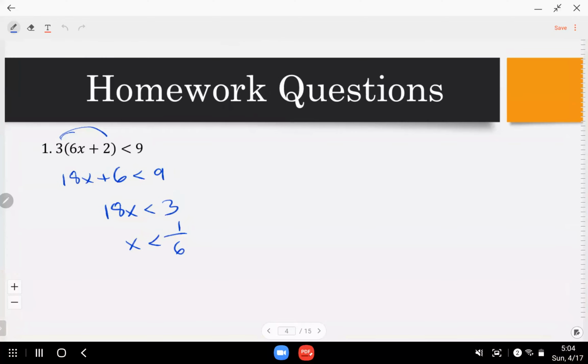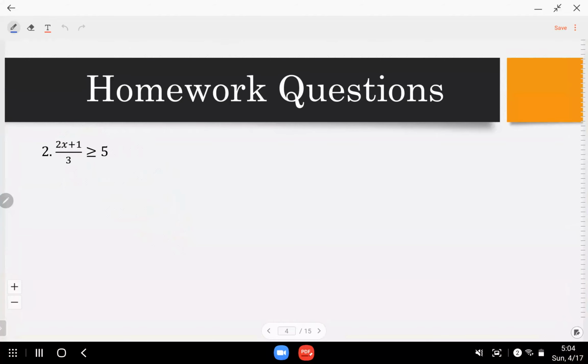I don't want to waste too much time, so I'll just go over each of these homework questions. This one is pretty easy as well. Just multiply 3 to both sides. 2x plus 1 is greater than or equal to 15. So 2x is greater than or equal to 14. Then divide both sides by 2. x is greater than or equal to 7.